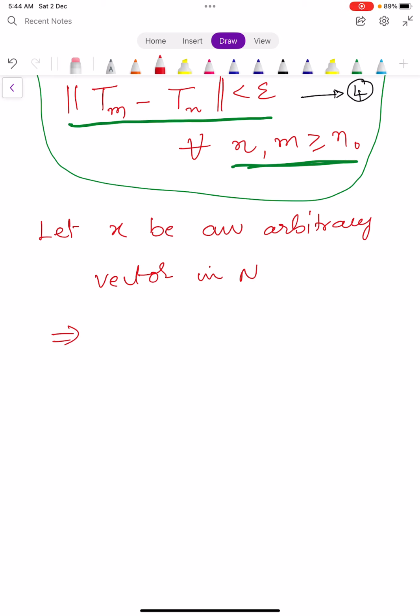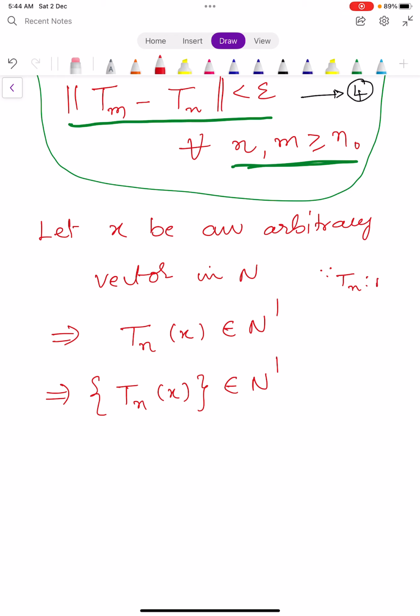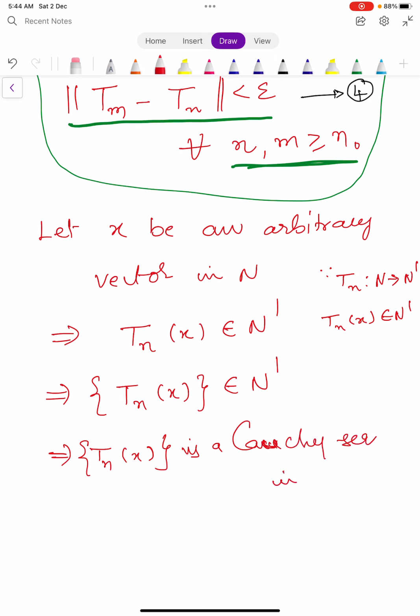If x is an arbitrary vector in capital N, then Tn of x obviously belongs to N dash. Tn of x belongs to N dash means the sequence Tn of x also belongs to capital N dash, because Tn is a linear transformation from N into N dash. All the images Tn of x compulsorily belong to N dash. It means Tn of x is a Cauchy sequence in capital N dash.